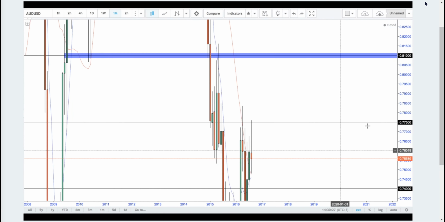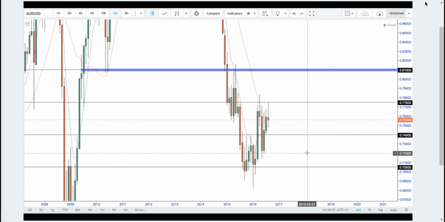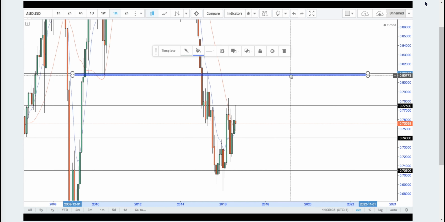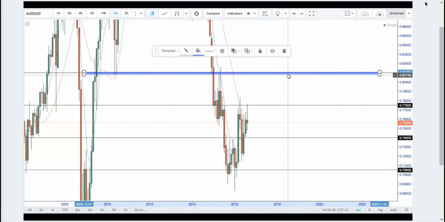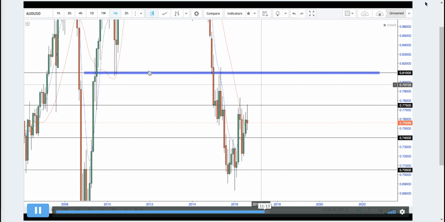The reason why we placed the rectangle on there, and you would have seen this on some of my videos, and also on some of my Instagram pictures, Twitter images, chart images and so forth, is because with the monthly levels, even though we've picked out the round numbers, 0.8100 here, it's more of a range as well.